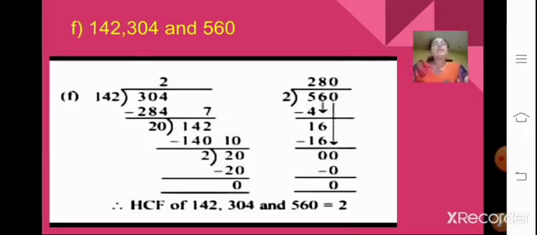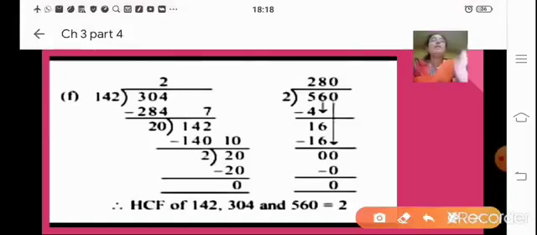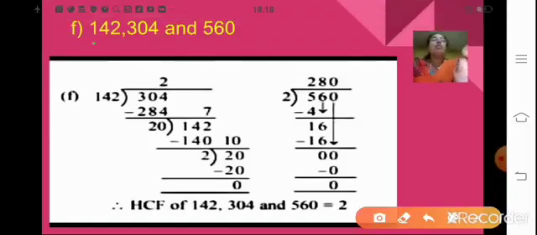Now coming to the next sum. All these sums you have to solve in your maths notebook, children. Okay. So if you feel you can do it on your own, do it and then check with the answer. 142, 304 and 560. First let us take these two numbers, that is 304 and 142. So 304 is my dividend, 142 becomes my divisor.